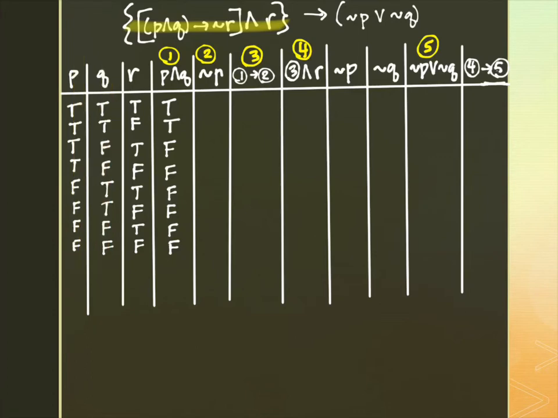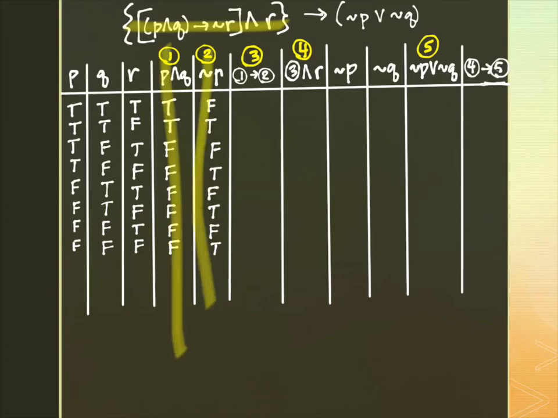Now I'm doing a tilde R column. So tilde R does what? Yeah, it oscillates false, true. So false, true, false, true, false, true, false, true. Good job. And now I need to do row 1 implies row 2.